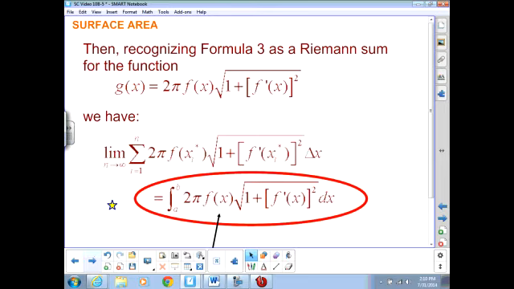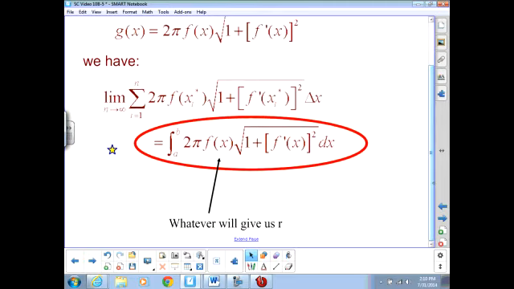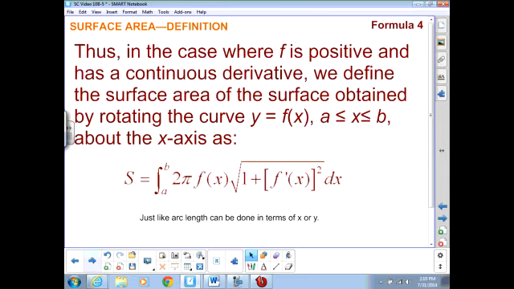Here it is written out nicely. Now again, just keep in mind that f of x is really just whatever the r is. There might be cases where it's not really f of x, it might just be an x or something. Now just like arc length can be done in terms of x or y, the surface area of revolution can also be done in terms of x or y, depending which one might be easier.